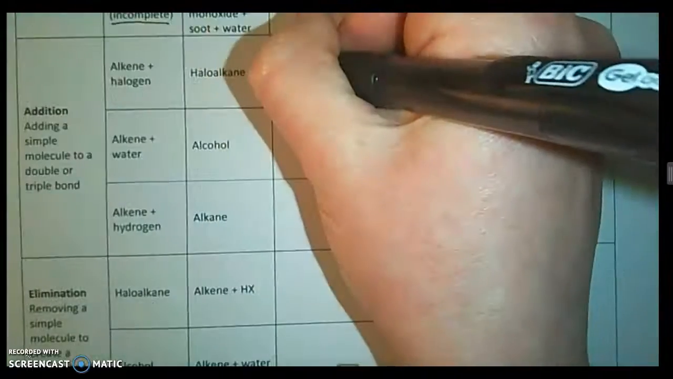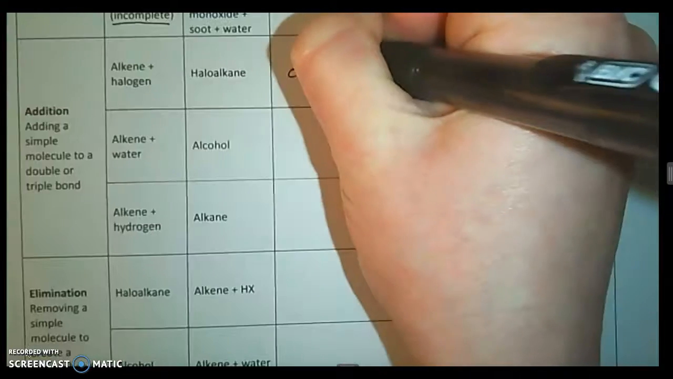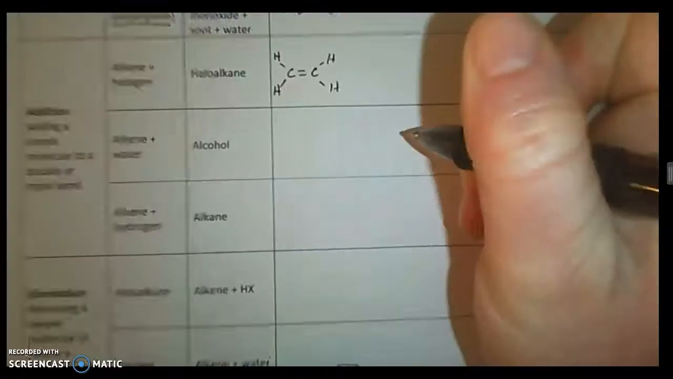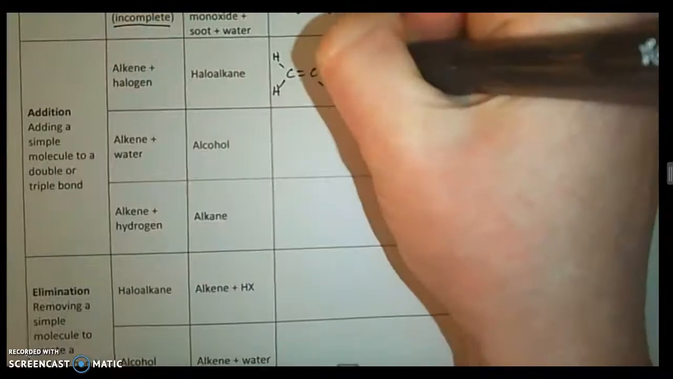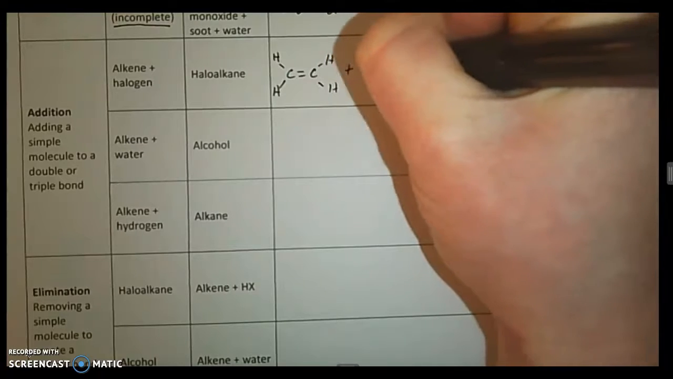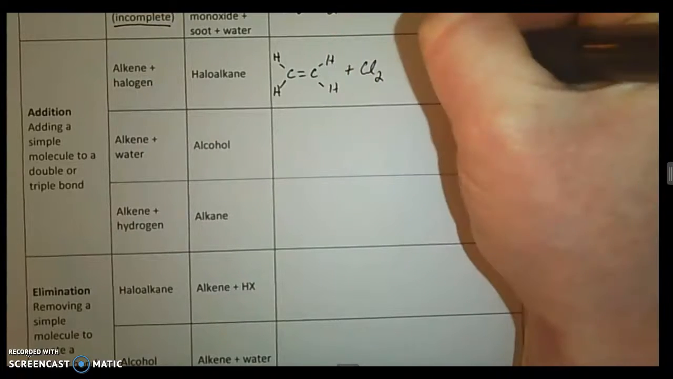So our first example here is an alkene plus halogen. So something like, I'm going to just draw a very simple alkene. Remembering that an alkene is something that has a carbon-carbon double bond, this would be ethene. And I can add a halogen, something like, say, the chlorine molecule.